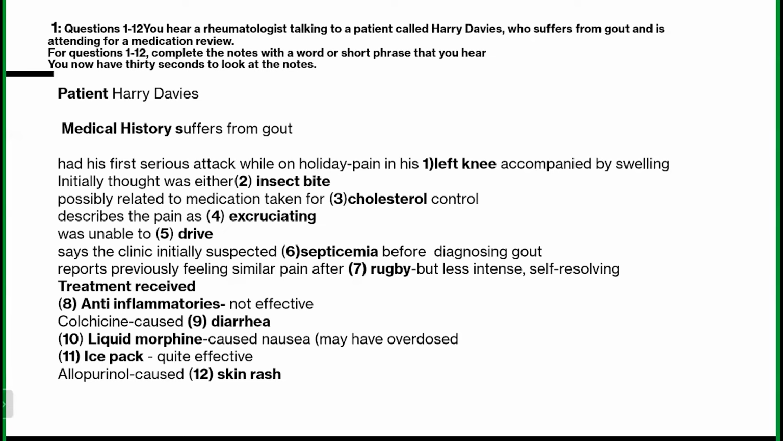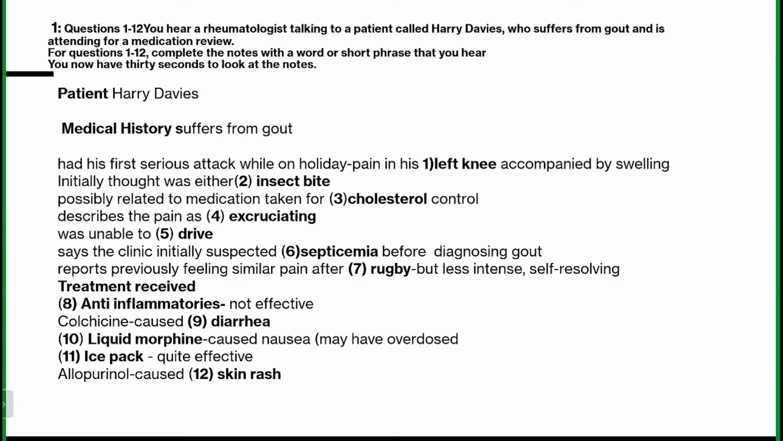And the 11th one is ice pack. He has mentioned it in the singular. Ice pack. I have used an ice pack. It is in your audio: it made a bit of difference. But in the case note, you can see quite effective. That is paraphrasing, how words are used in speaking language and written language.